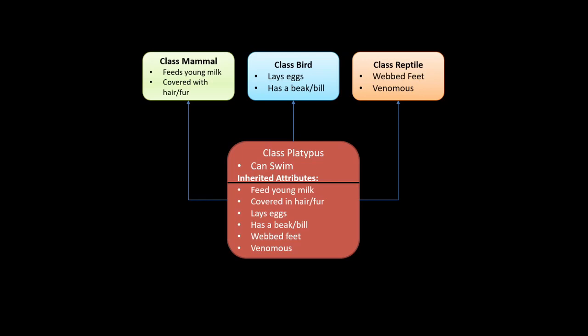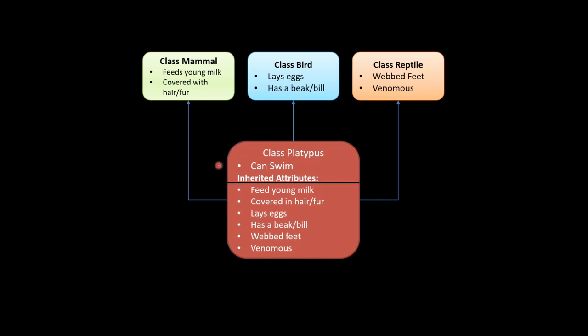So you see here we're talking about the platypus, which turns out in nature is an entirely freaky species of animal. Okay, so class platypus inherits from 3 different classes. Okay, it inherits from mammal, it inherits from bird, and it also inherits from reptile.